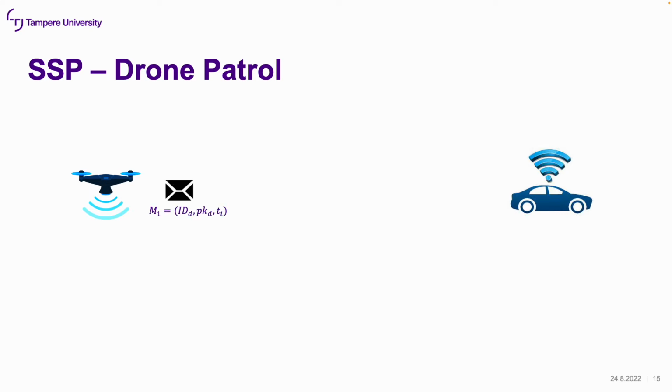Now, this is the main phase of the use case, where we have the drone patrol. So a drone is patrolling a parking area, looking for all the cars parked and trying to communicate with them. The drone continuously broadcasts a message, M1, which contains its identity, public key, full public key, and time constraint. Now, whichever IoT device receives this message generates a key, a session key that's going to be used to encrypt all messages that are going to be sent to the drone.